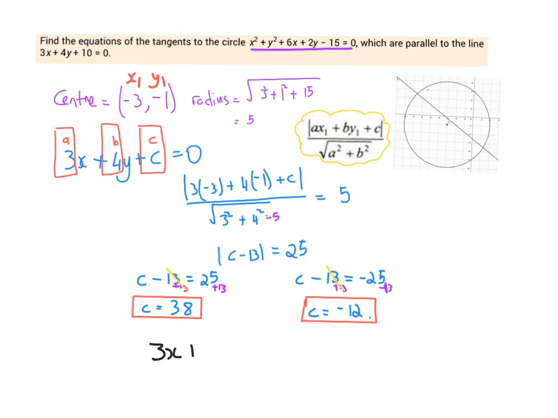3x plus 4y plus 38 equal to 0, and 3x plus 4y minus 12 equal to 0. So there's both the equations of the lines of the two tangents parallel to the line that we were given in the question. Okay, so let's get these examples taken down.